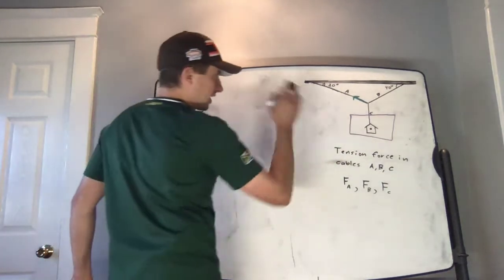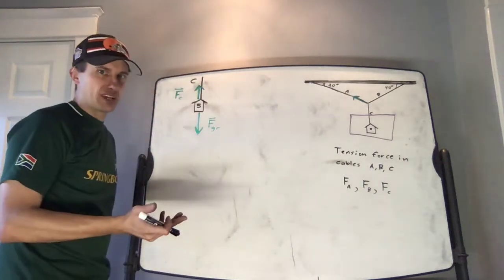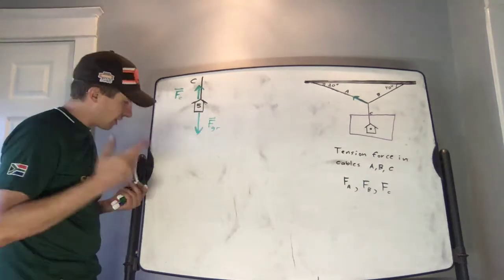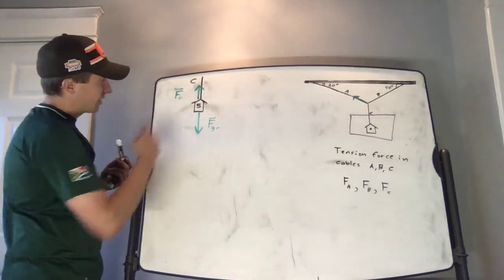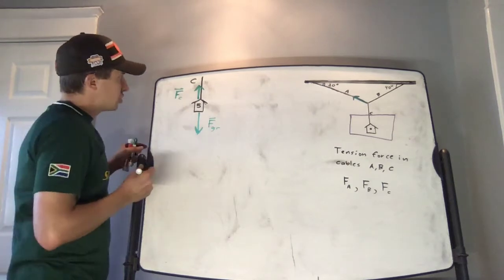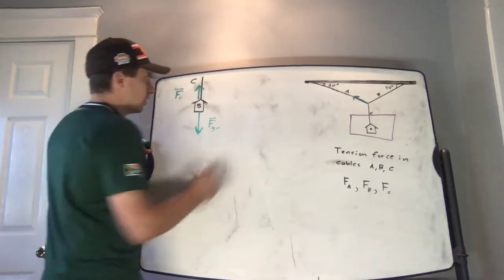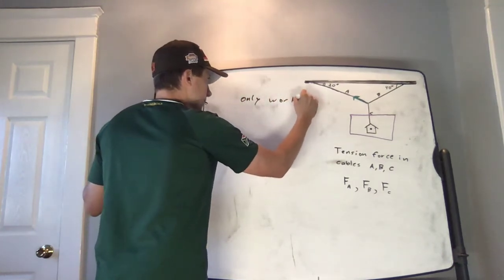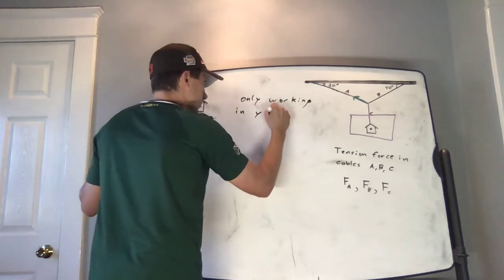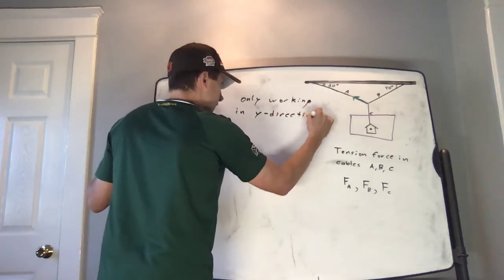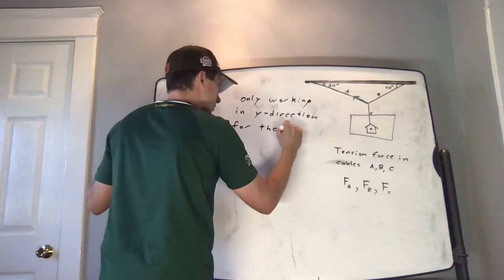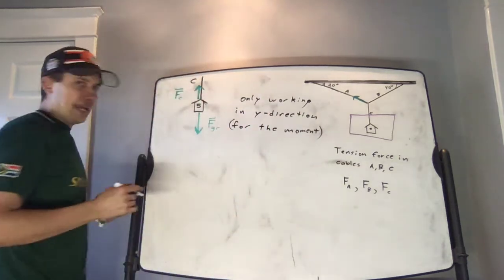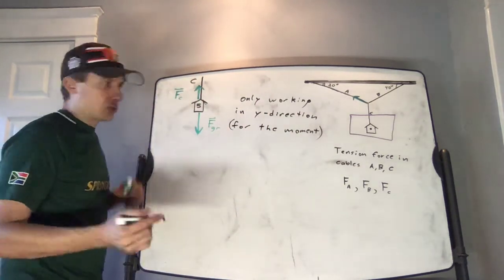Later on, when we look at the cables A and B, we will need to account for horizontal and vertical components of force. But for now, we could look at everything only in the vertical direction. So I'm going to write down what I know. I know I'm only working in the Y direction for the moment. And I know the acceleration in the Y direction is 0.